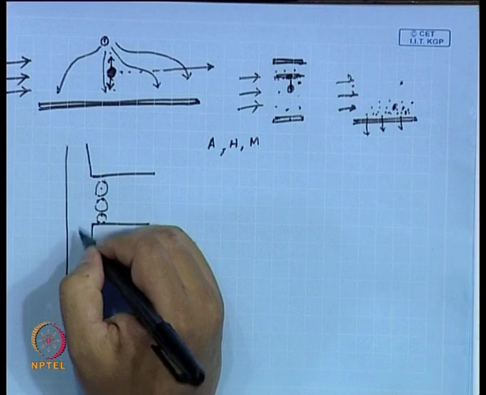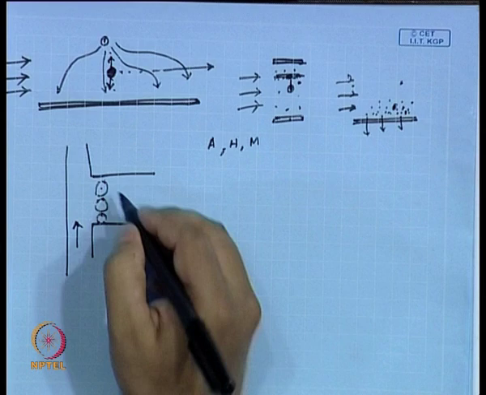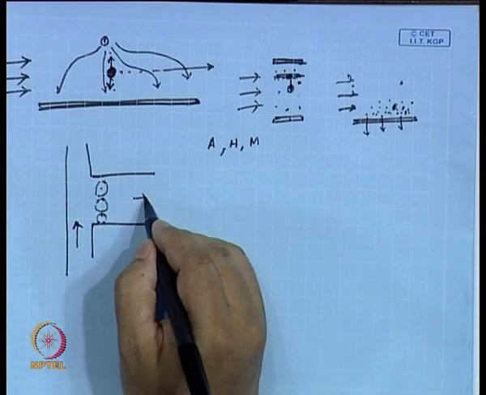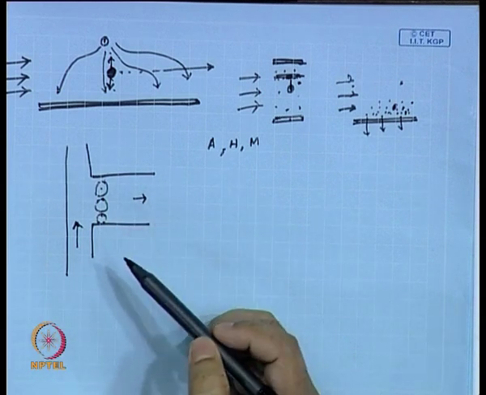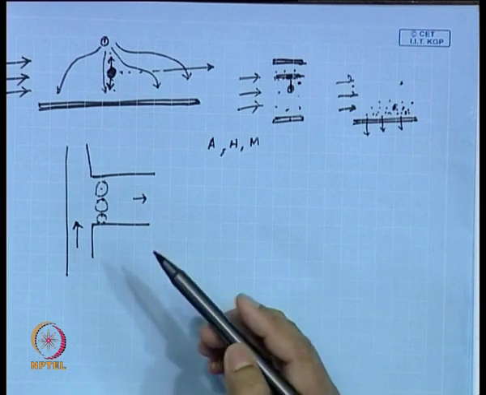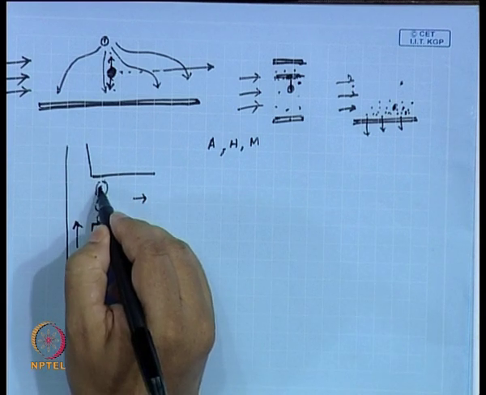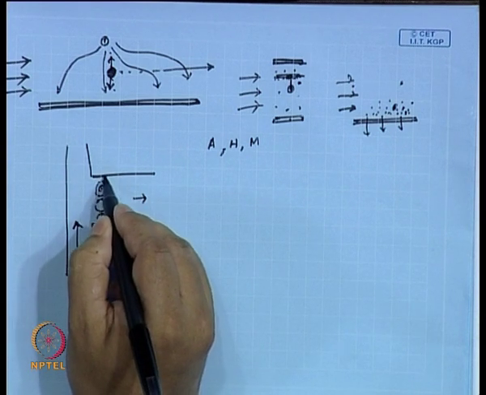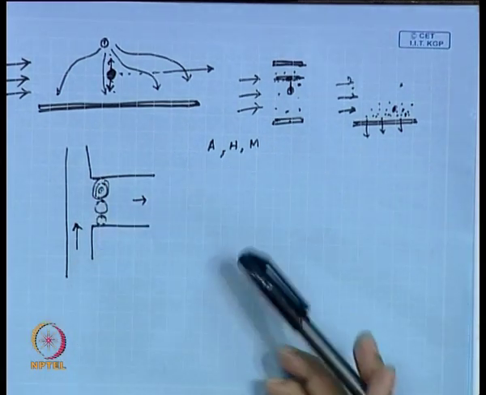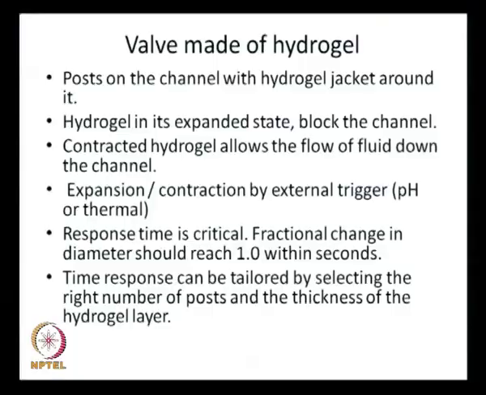You have a flow taking place, and when you desire to have a flow through this channel, that should happen. So, what happens here is that hydrogel in its expanded state blocks the channel. This hydrogel layer can contract or expand, that means it can shrink or it can grow. When it grows, it blocks the channel, and when it shrinks, it opens a part of the channel. So, contracted hydrogel allows the flow of fluid down the channel.